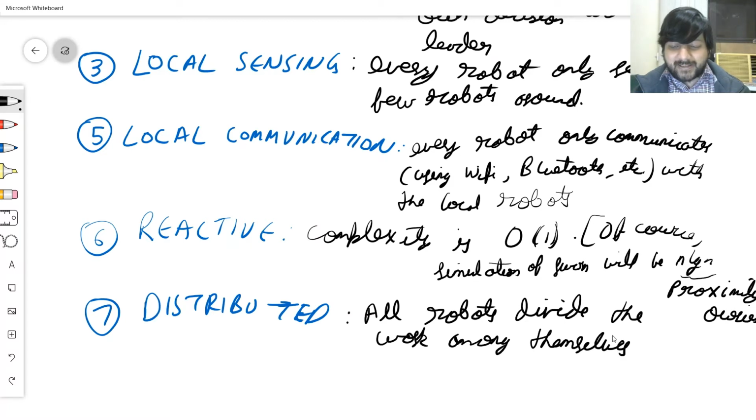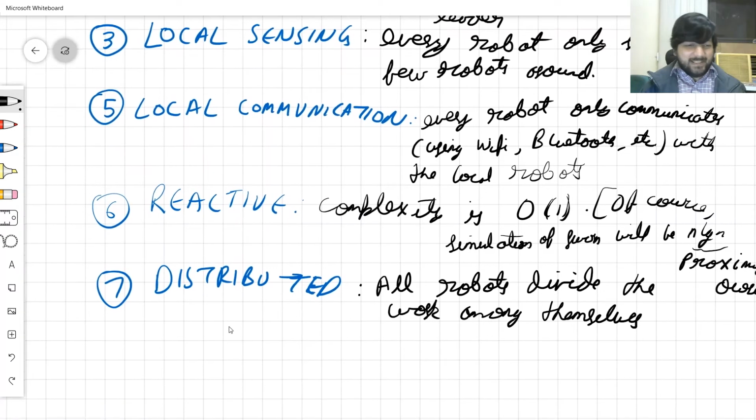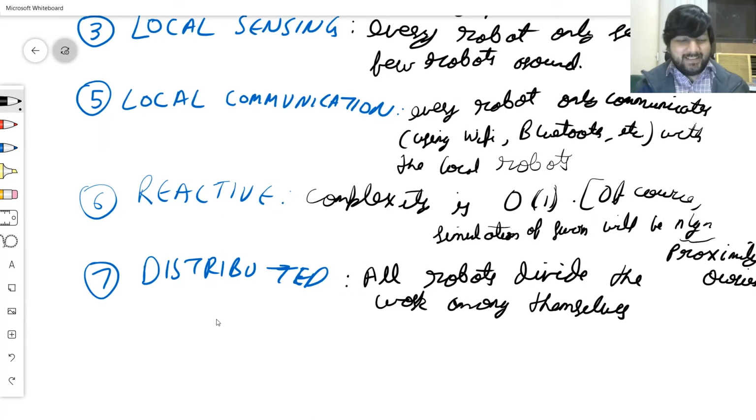If I ask a swarm of robots to clean a room, it's not that one robot is cleaning and the others are just enjoying. Not like group assignments, where one person does the entire assignment and the others enjoy. Every robot needs to do its bit, and because there are thousands of robots, every robot in fact only does a bit, and the cleaning will happen because thousands of robots are doing it in parallel. So every robot only does its bit and everything happens.